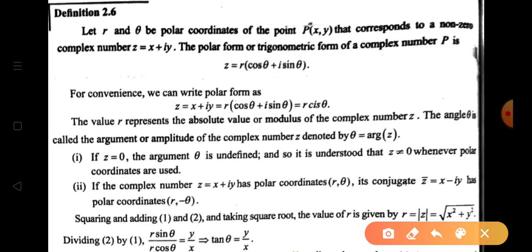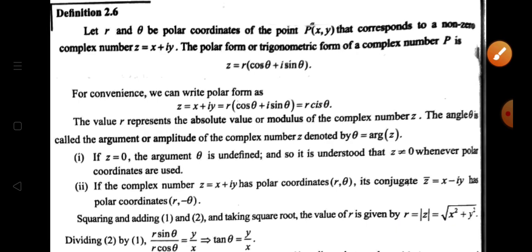Squaring and adding 1 and 2 and taking square root, the value of r is given by r equal to modulus z, that is the square root of x square plus y square. Dividing 2 by 1, r sin theta by r cos theta, we cancel r, so sin theta by cos theta is tan theta, that is y by x. Tan theta is equal to y by x.